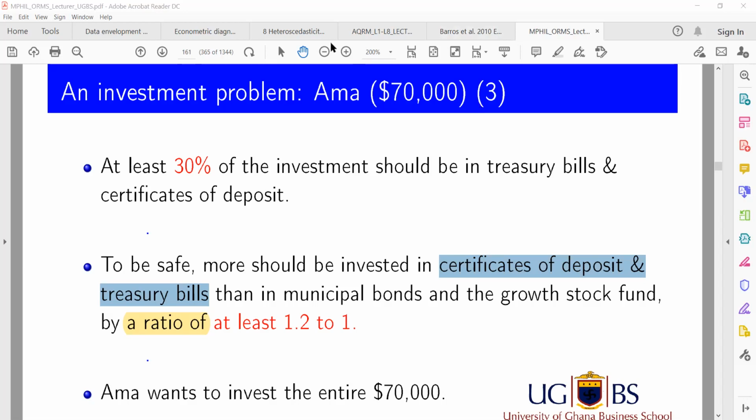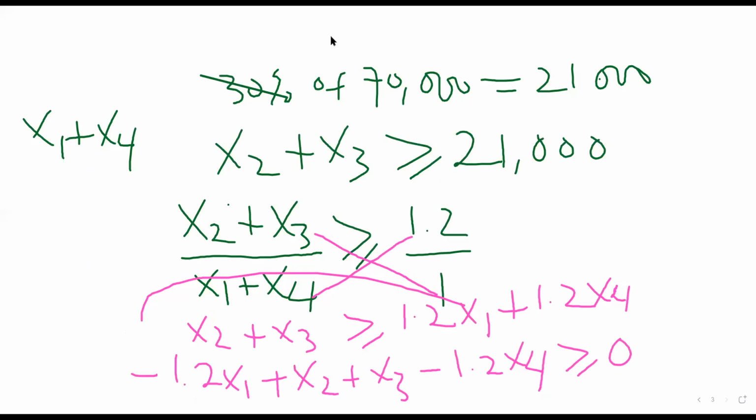Now this is how it's supposed to be. If I add all of them, X1 plus X2 plus X3 plus X4, all of them should be equal to 70,000. This is that last constraint. And all of you got it. So that's how it's supposed to be.